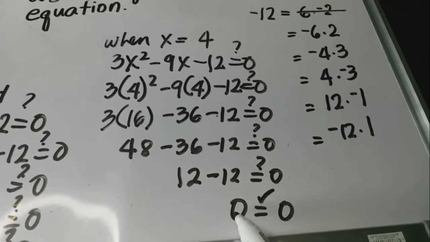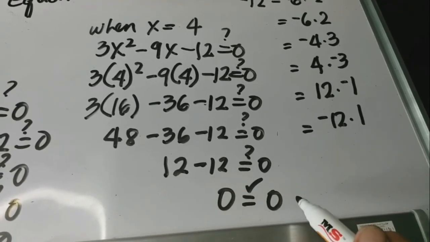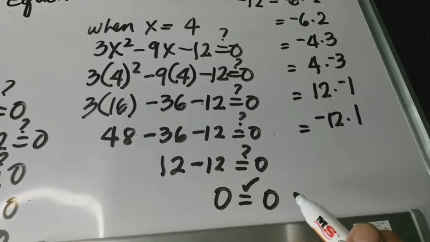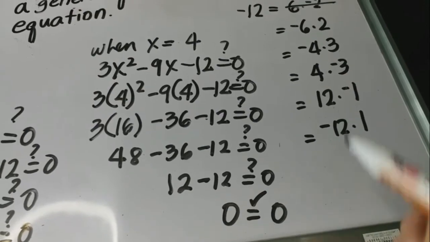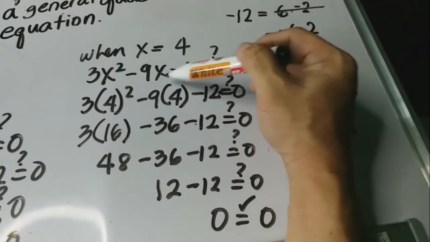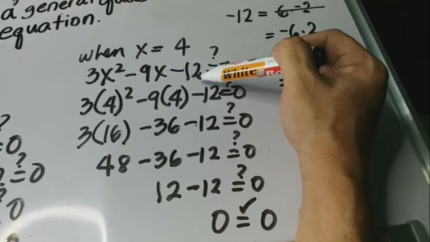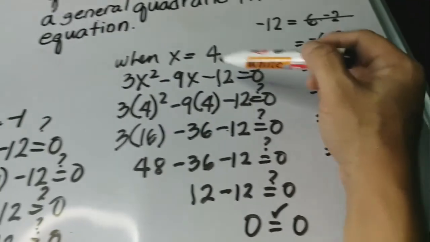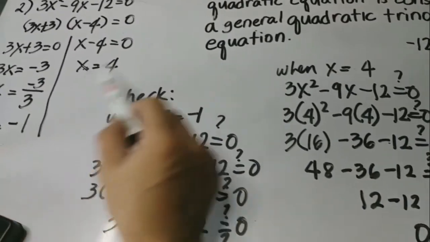So the value at the left side of the equation equals the value at the right side of the equation. That means to say that the value of x, which is 4, satisfies the quadratic equation, and the two roots here are correct.